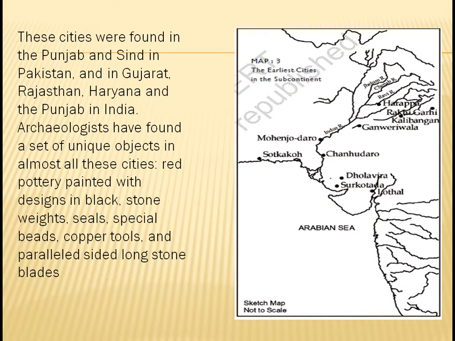India. So by seeing this map, this is not a scale map, it's a sketch map. You can understand where is Harappa, right? Kalibangan, Mohenjo-daro, Lothal. You can see all these sites.